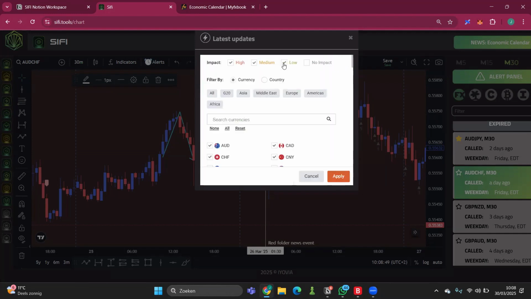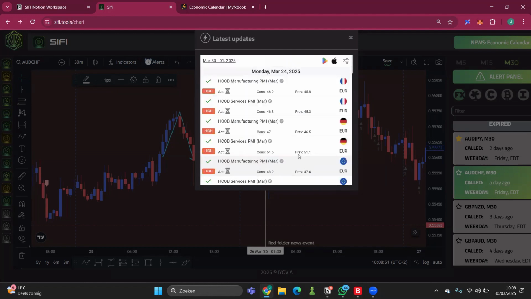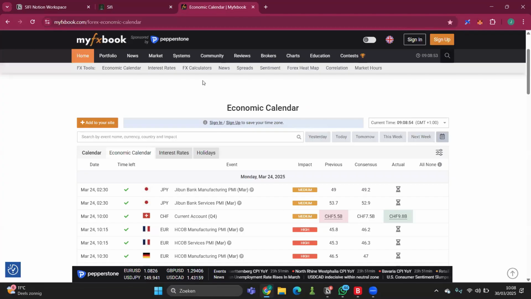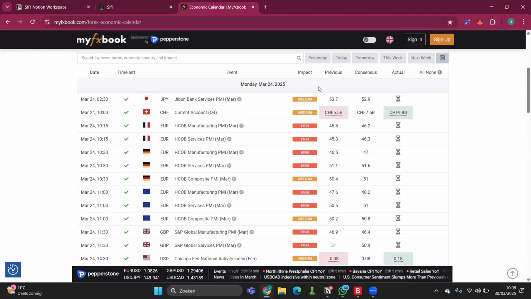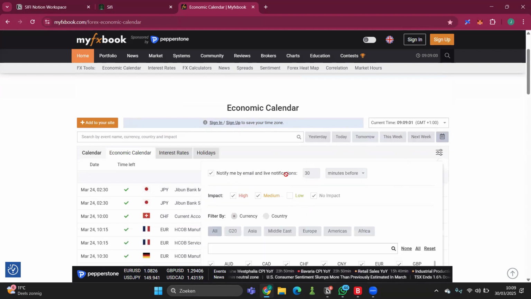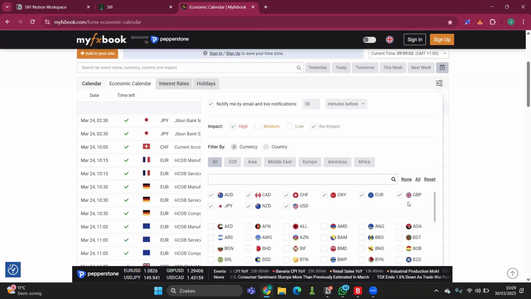And then I want to have the red folders only. I can see the time. Okay, let me go to this. It's basically the same information. Right here, you can see the time. That's a little bit easier. I'll put out the medium.